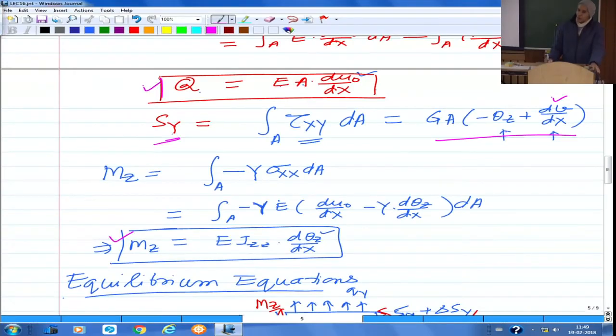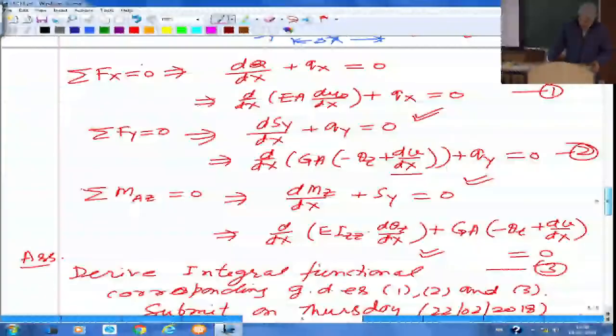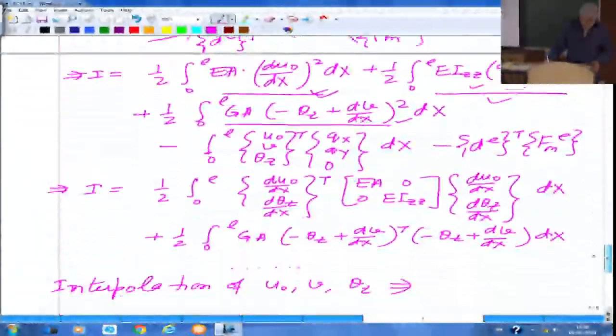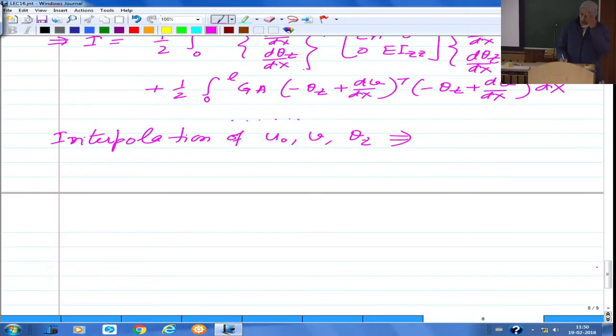If you look at the differential equation and its weak form, you will also conclude that u naught, v and theta z are the only primary variables, and their derivatives are secondary variables. So based on the requirement for finite element interpolation, we have to maintain the continuity of primary variables across the element. For an element, at minimum we need 2 nodes, node 1 and node 2, and at each node we should have u naught, v and theta z as degrees of freedom.